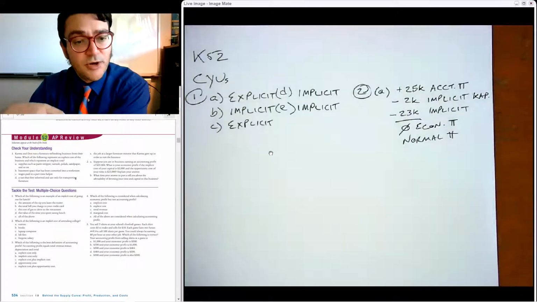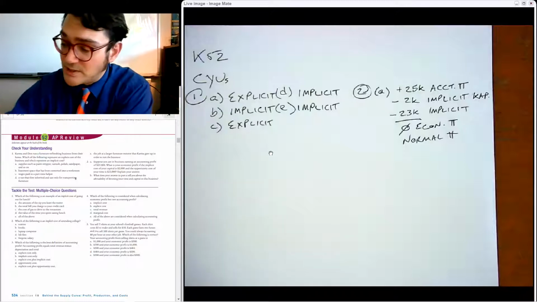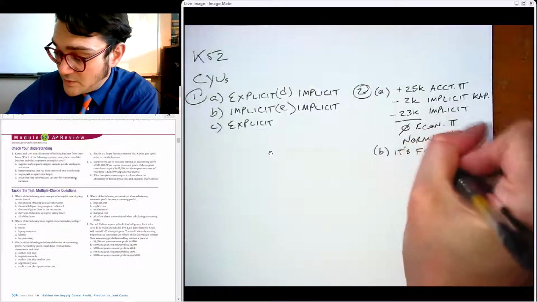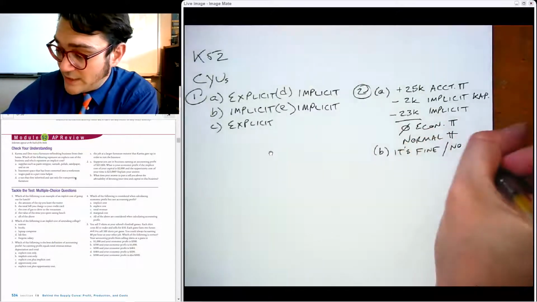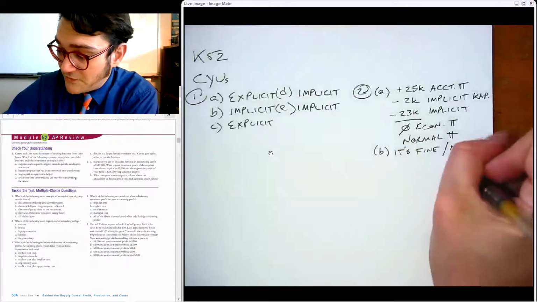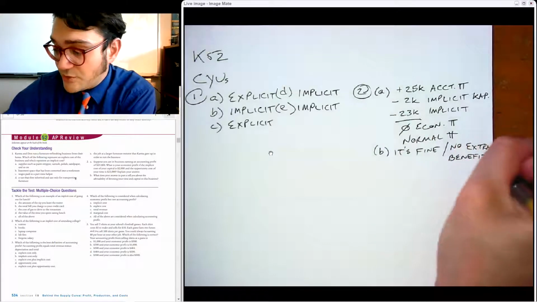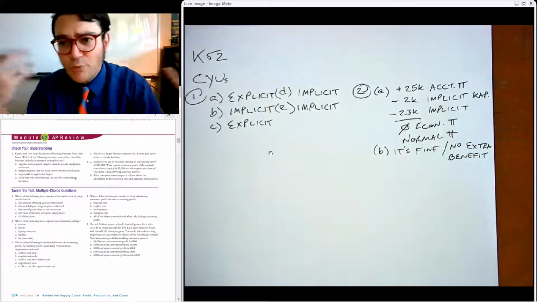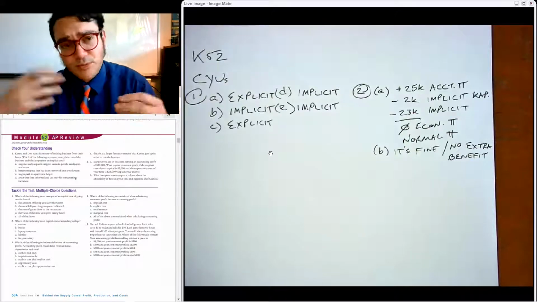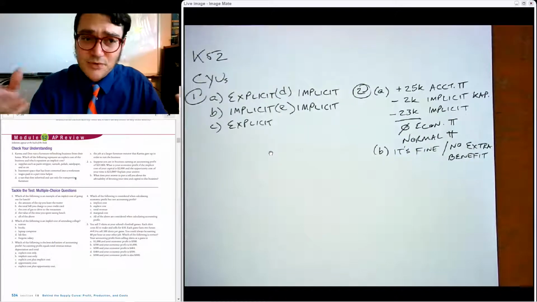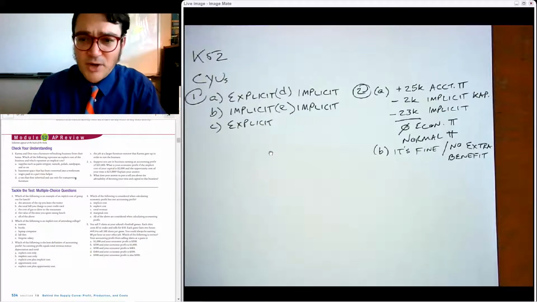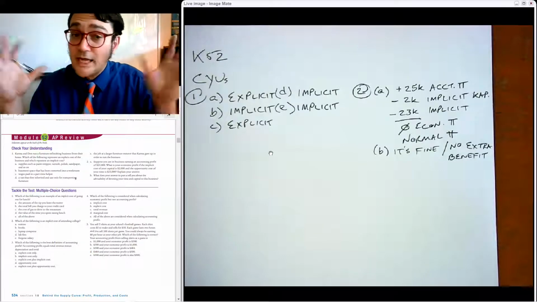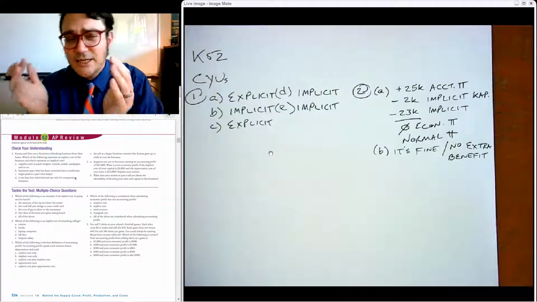Part B says, what does your answer to part A tell you about the advisability of devoting your time and capital to this business? We would say it's fine, but there's no extra benefit. In other words, if you're currently doing whatever it is you're doing, you should keep doing it. But the moment that your implicit cost of capital or the implicit cost of your time rises, you should stop doing this because you would have a negative economic profit. But in this one, you're just getting 0, so you're breaking even in an economic sense. In the accounting sense, you're making money, right? But in the economic sense, you're breaking even.